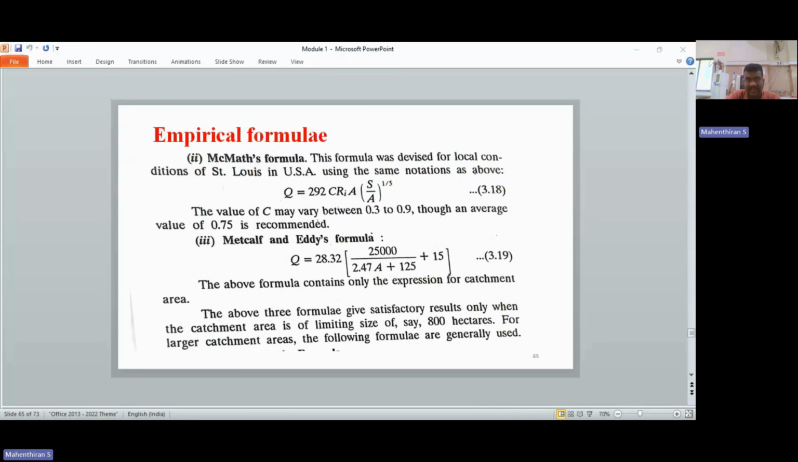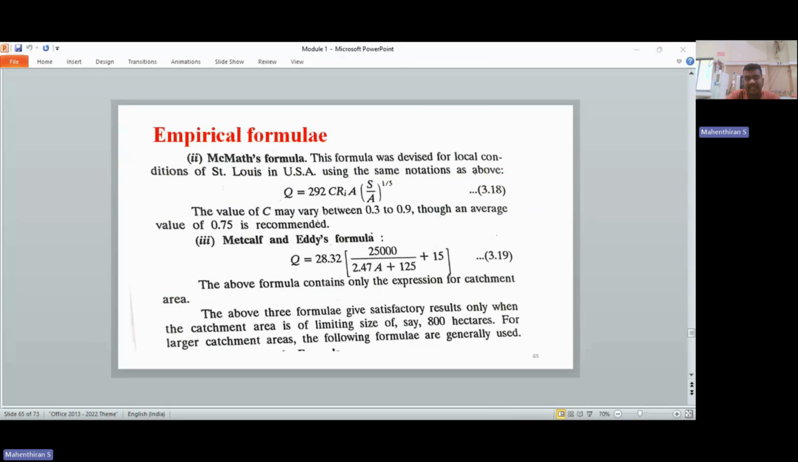We have now discussed the Berkeley-Ziegler formula, which is one of the earliest formulas for runoff estimation. Now, in this slide, we will continue our discussion of empirical formulas and examine Metcalf and Eddy's formula also.